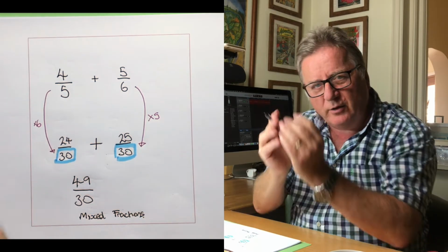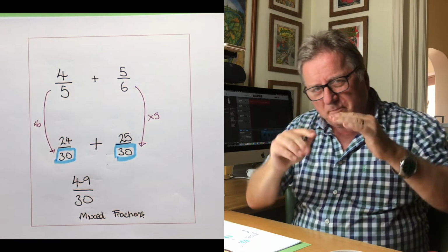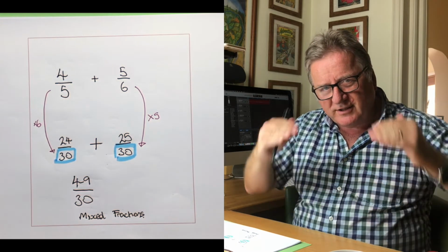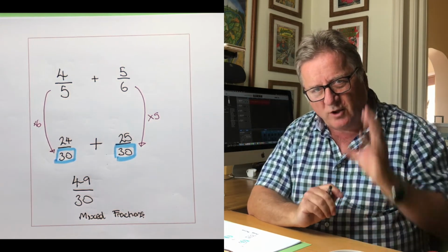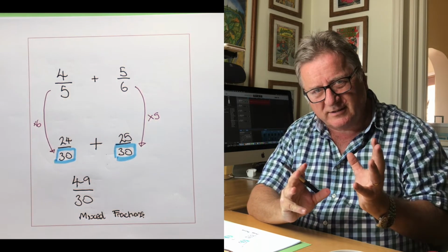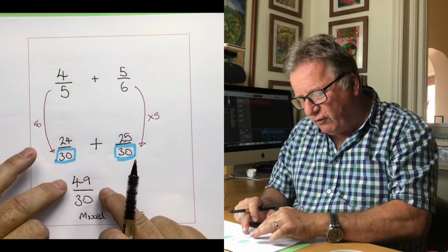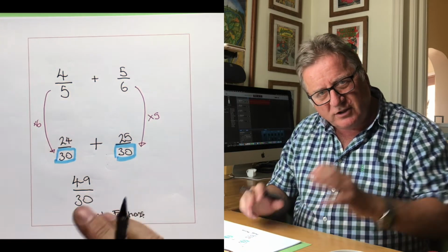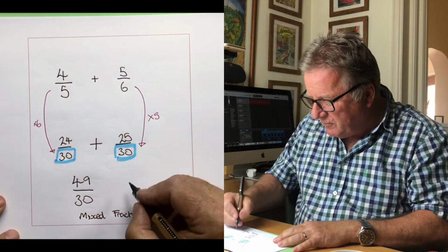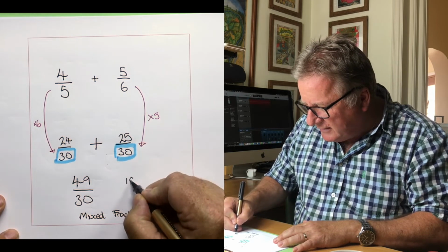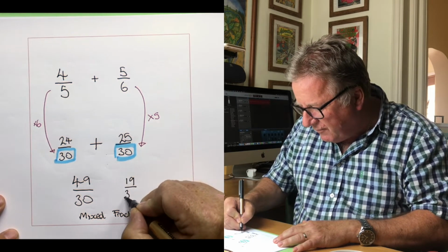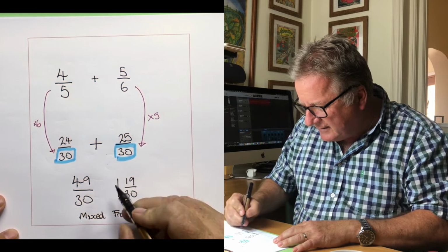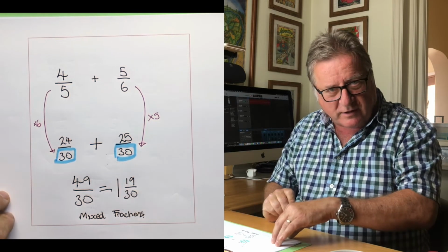But just for now, could you imagine a pizza divided into 30 slices? So a whole pizza would take 30 slices, okay? If you've got 49 slices, how many would you have left over? So the whole pizza takes 30, you'd have 19 left over, and that is it as a mixed fraction.